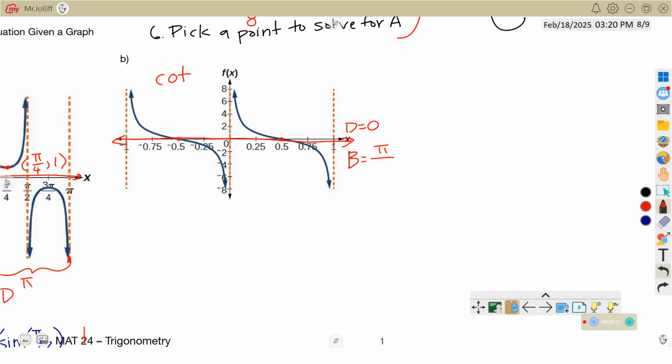One cycle is a full S, which is asymptote to asymptote. What is the width of that S curve? 1. Yeah. It's pi over 1, which is just pi. Perfect.